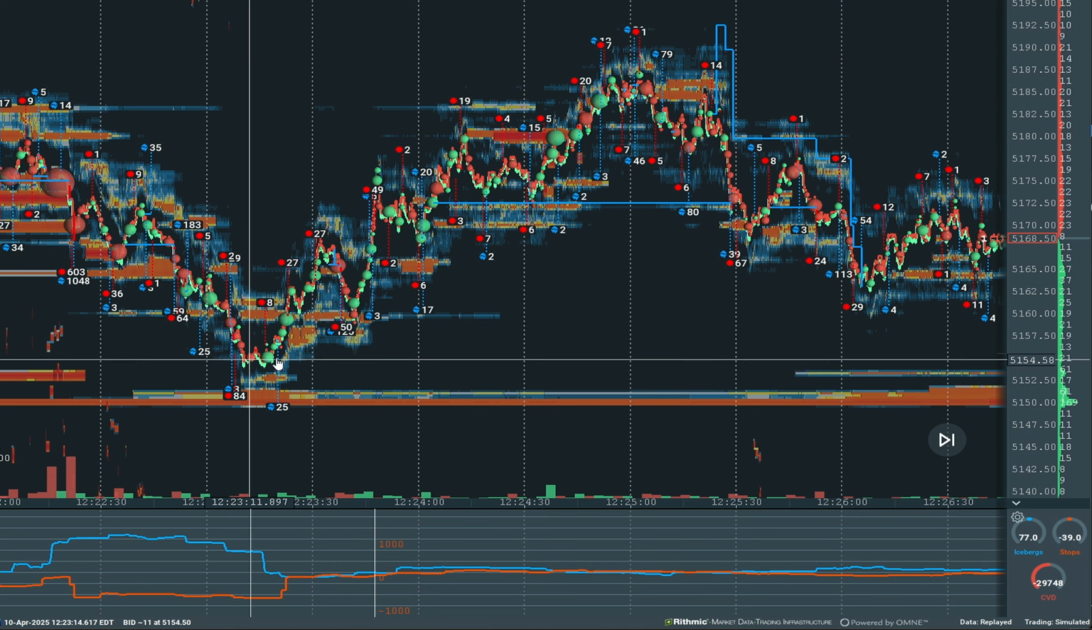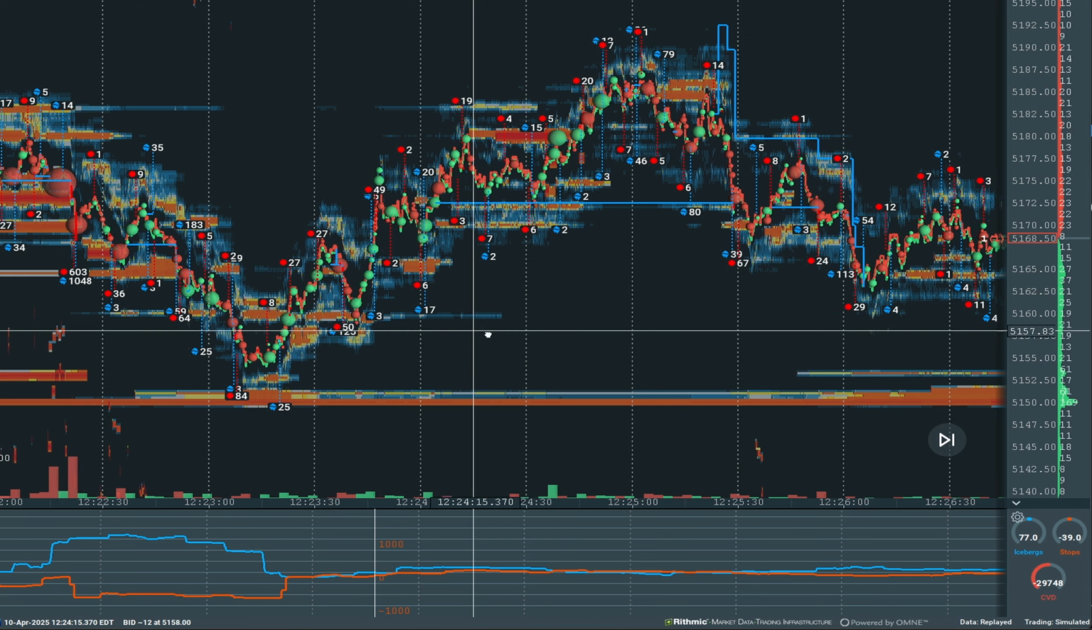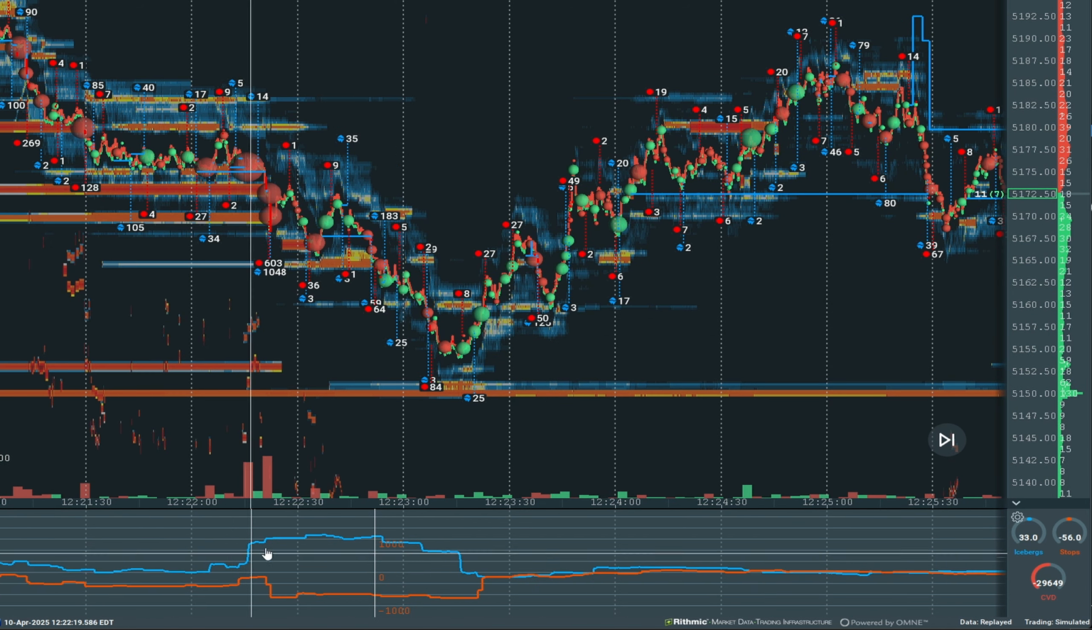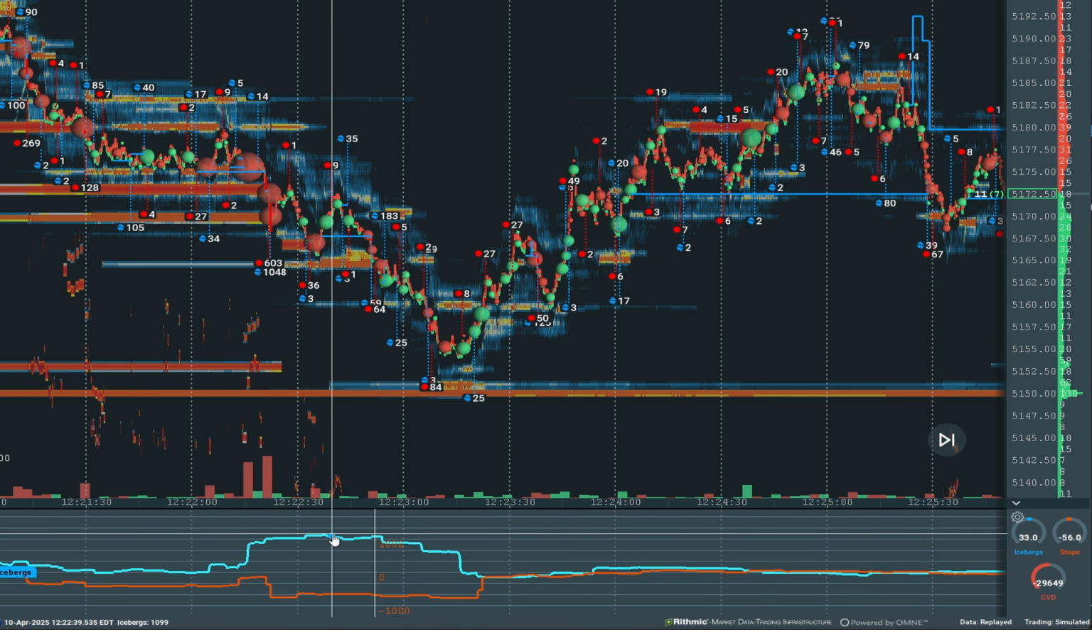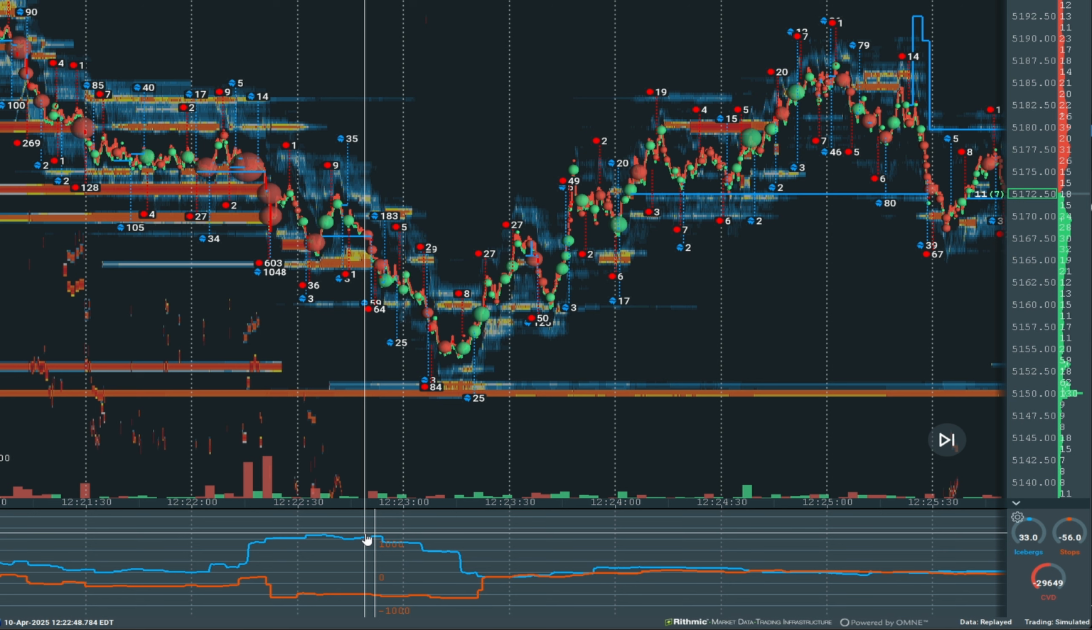We came down here, the bubbles were very small, meaning no more aggression to the sell side. I went ahead and jumped in. Also, something that I was spotting, if you look right here, this blue line is basically our iceberg orders triggering off. So when the blue line is going up, that's letting me know that buy iceberg orders are stepping into the market.